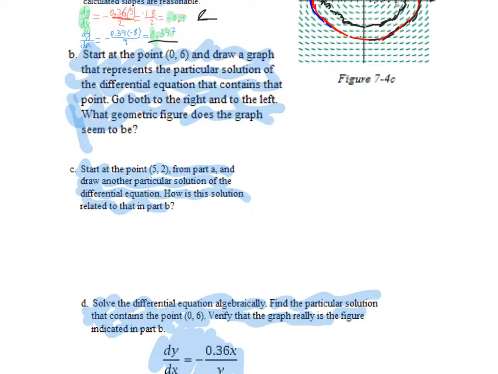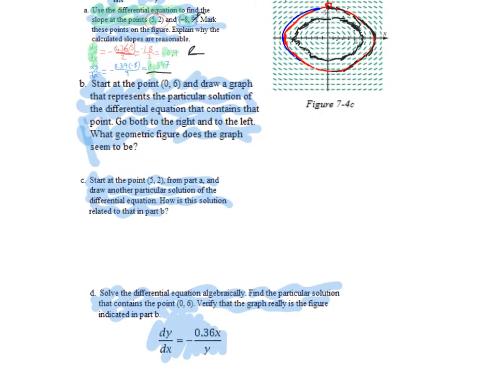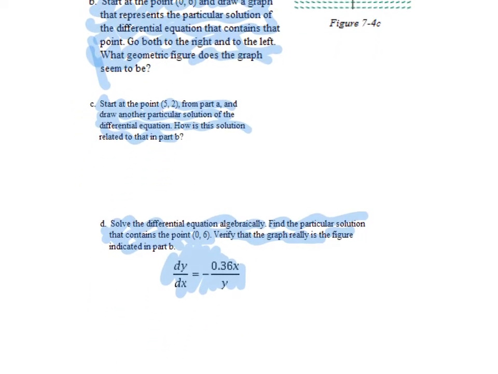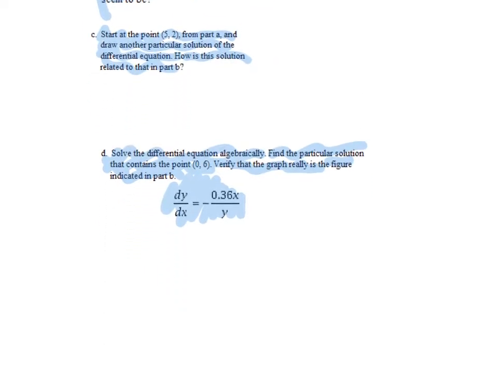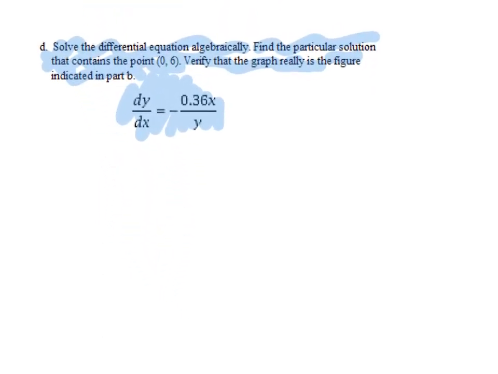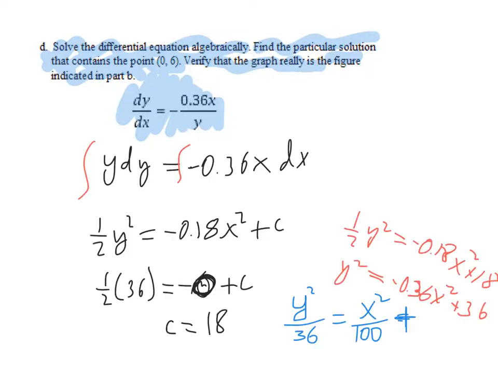Starting at point 5.2, part A, and draw another particular solution to the differential equation. How does the solution relate to part B? It's the same, just smaller. You can see that it's just going to become smaller as you go towards the center. And then yeah, we finished that, and now we actually do it algebraically. So go ahead and pause the video. Try it algebraically. You should have some background knowledge on how to do it, and then compare with what I get. So I did it algebraically.